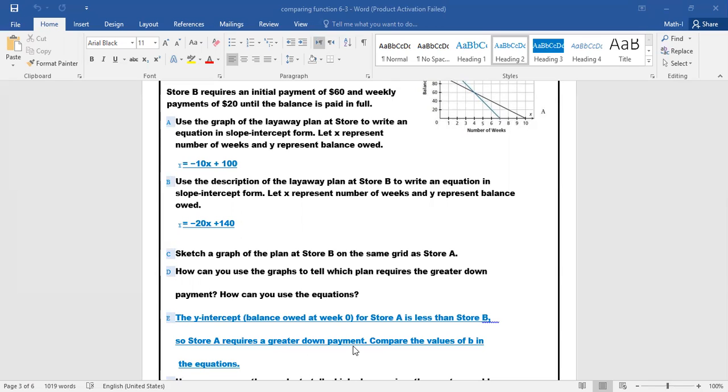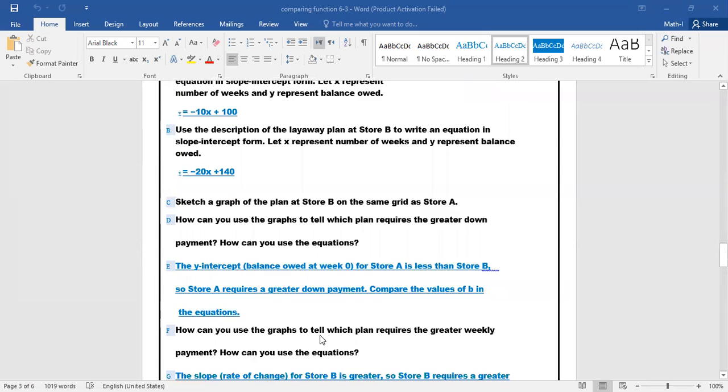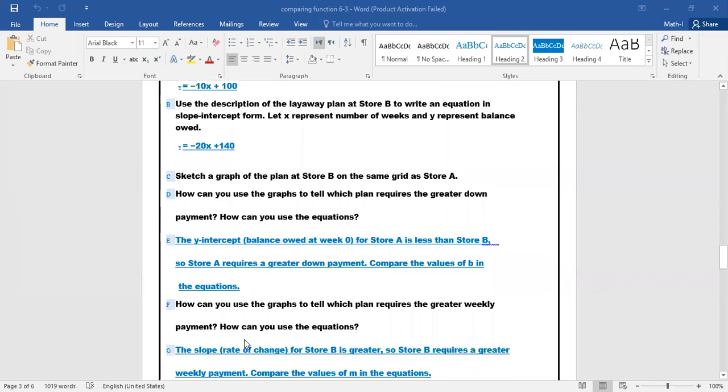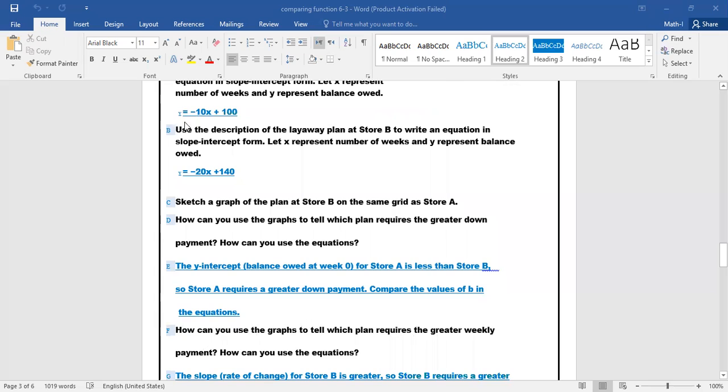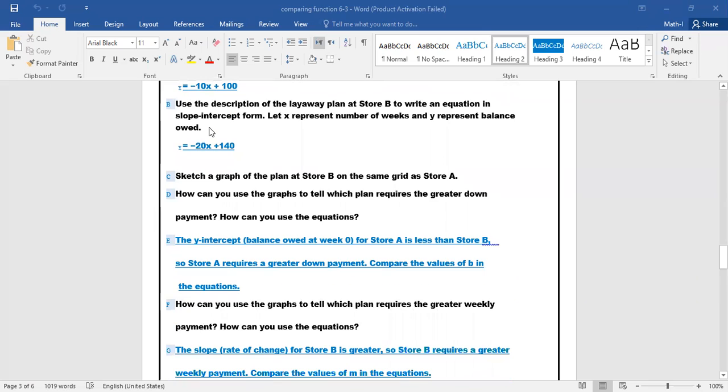Compare the values of b in the equation. So the first one is 100. The second one is 140. How can you use the graph and the equation to tell which plan required the greater weekly payment? The slope for store B is greater. Why? Because for store A, he's going to pay 10. But for store B, he's going to pay what? 20. Then the slope for the second store will be greater.